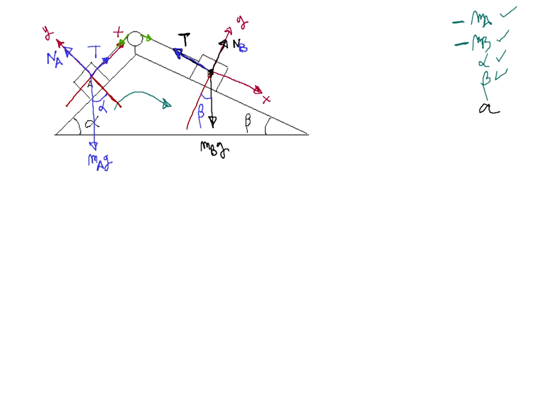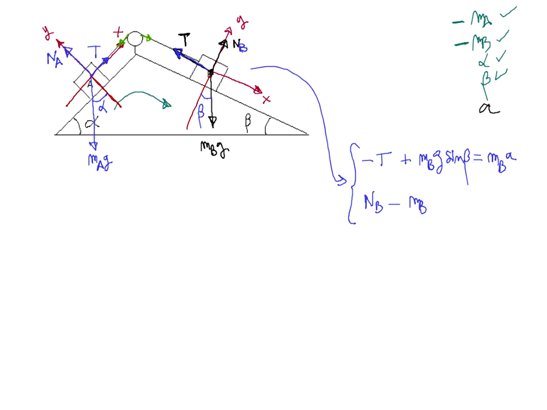Alright, now let's use Newton. Vector. That's the easy part. That's why we mastered chapter 2. So now life is easy. This is trivial, negative T plus MBG sine beta. And this is equal to, I'm doing object B, therefore this is MBA. Good. And then for good karma, NB minus MBG cosine beta, and that's equal to 0. Again, that's due to the choice of our coordinate system. So far, so good?